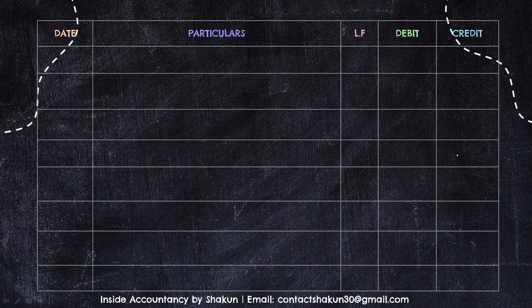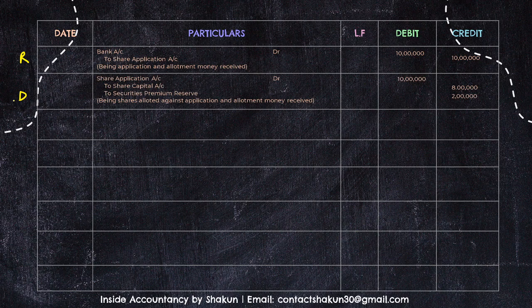So moving on, the first entry would be for application. As I told you that in case of application, first we pass the receiving entry and then we pass the due entry. So our first entry will be bank account dr to share application and our second entry would be share application to share capital to security premium reserve. I am going to write to security premium reserve in all the stages. Why? Because on every stage premium was given.